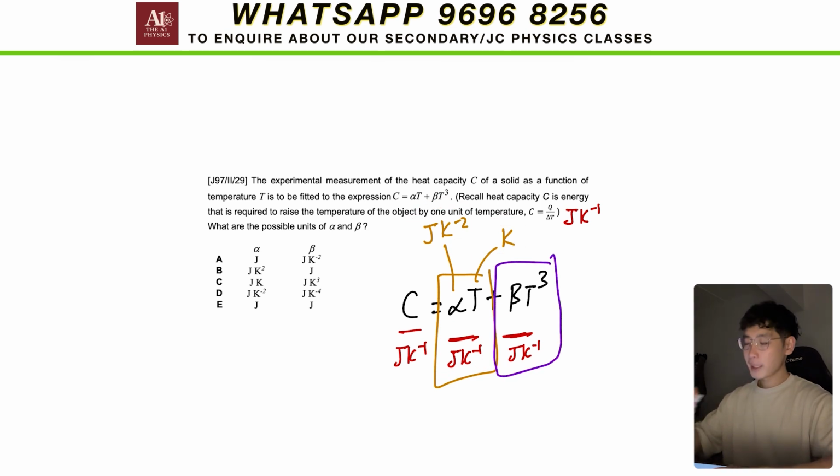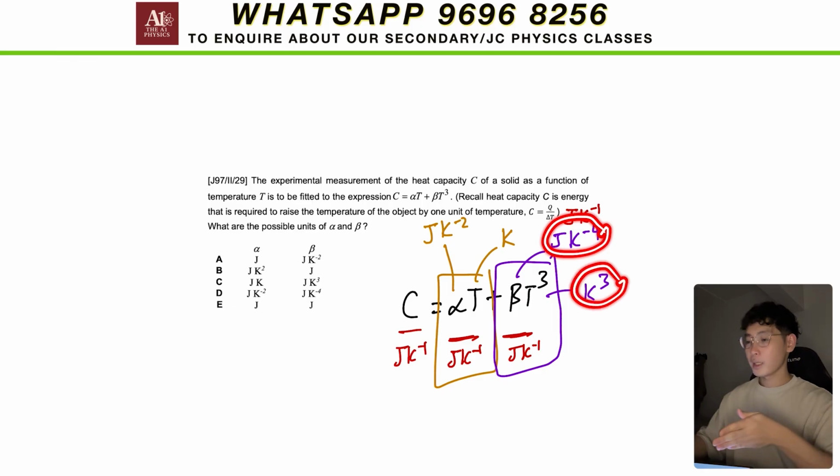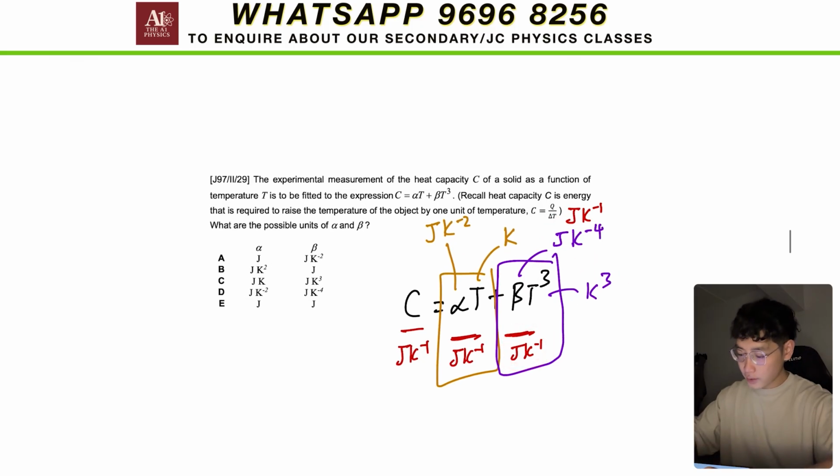Over here we have beta T cubed equals J Kelvin^-1. So the unit for temperature we know is Kelvin cubed. So the unit for beta has to be J Kelvin^-4. Right, because J Kelvin^-4 times Kelvin cubed equals J Kelvin^-1. That's why the answer for this question is D. Right, so that's how we solve these questions using the concept of homogeneity.